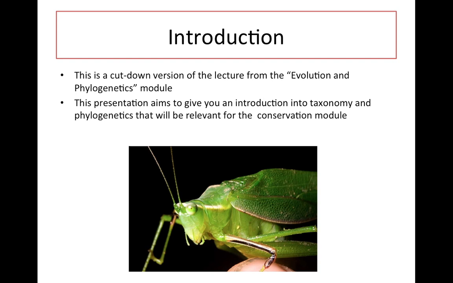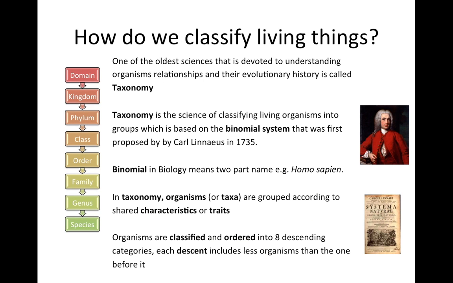So this presentation aims to give you an introduction to taxonomy and phylogenetics that will be relevant for the conservation module. Obviously in the conservation module what we're taking a look at is the clouded leopard, and whether, because of them being in different areas of the world and cut off from each other, gene flow was halted and they actually developed into two separate species, or whether they're not different enough to be two separate species and they should remain as subspecies. But to understand that, we first need to understand how we actually classify organisms.